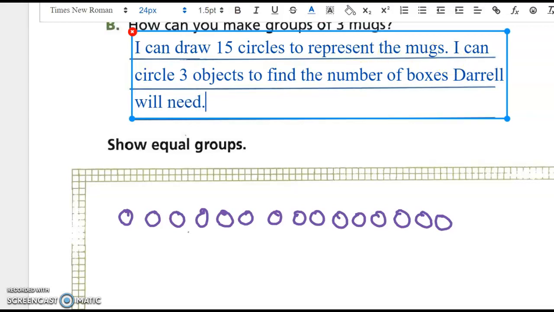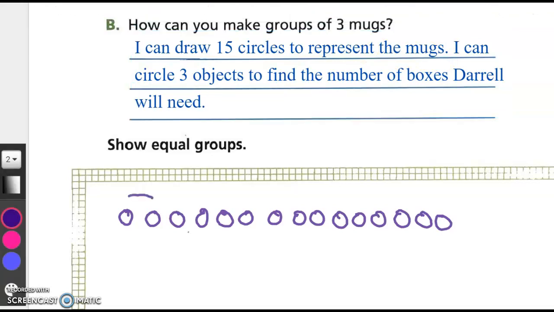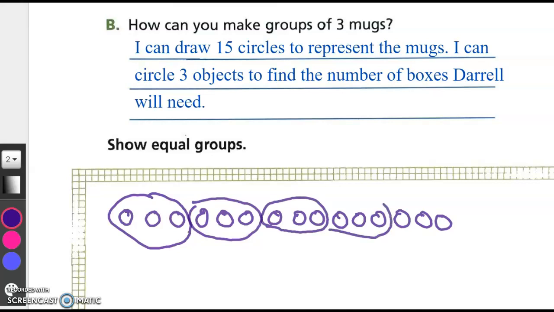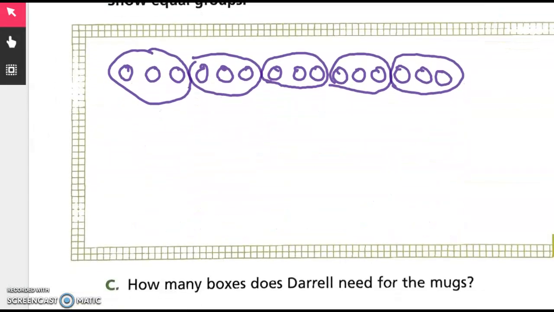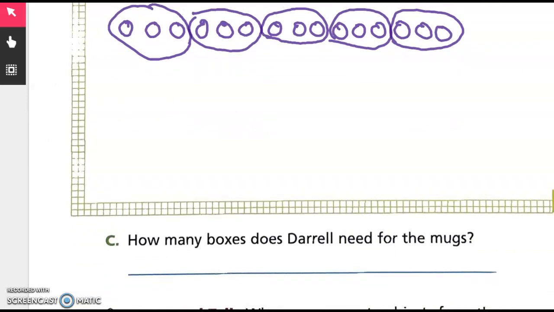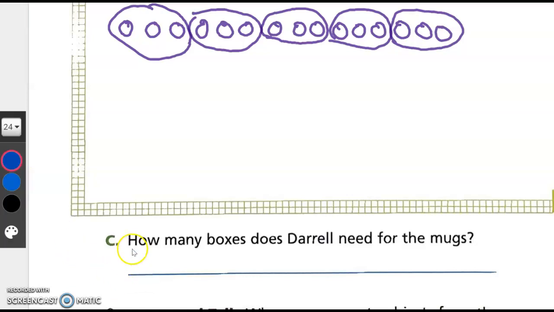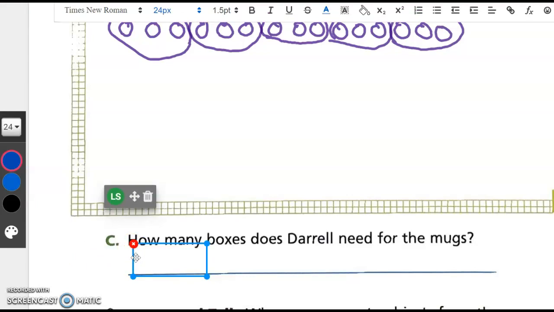Okay, if you're at home, please stop your video and get this down. So we're going to go into our drawing and we're going to circle groups of 3. Just circle groups of 3. And then the question is, how many boxes does Daryl need for all the mugs? How many circles did we make? 5 boxes.